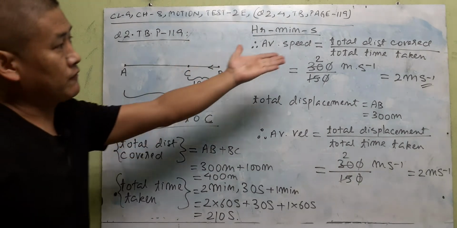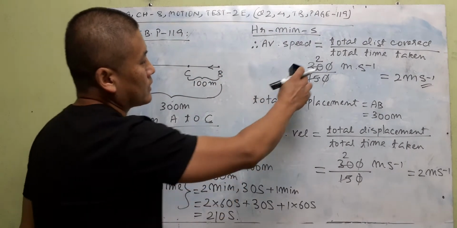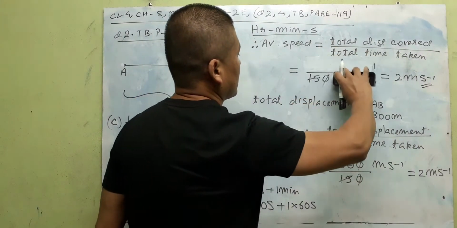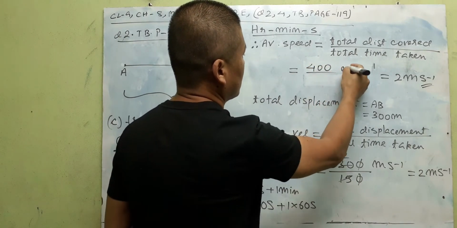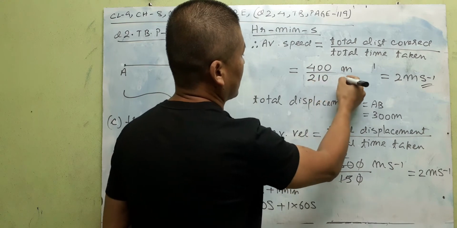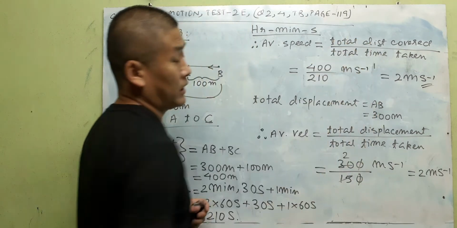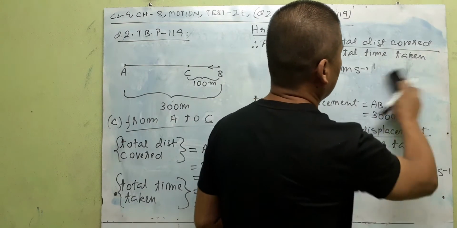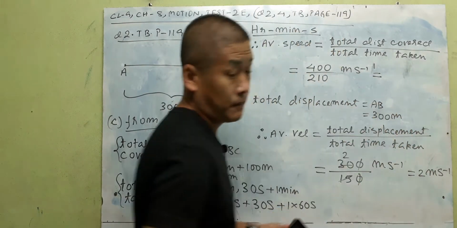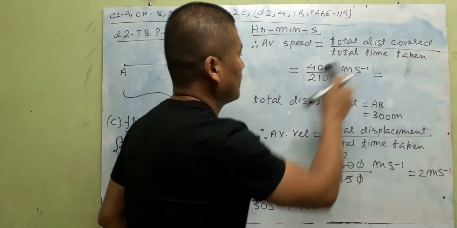So his average speed formula will be same in the second case also. Only thing is the number values will change, which is total distance. This time is not 300, 400 meter. And 210 seconds will go up. Minus 1, you can see here. So this is just a case of another value for the answer. Otherwise, the process is the same. So let us see here now.